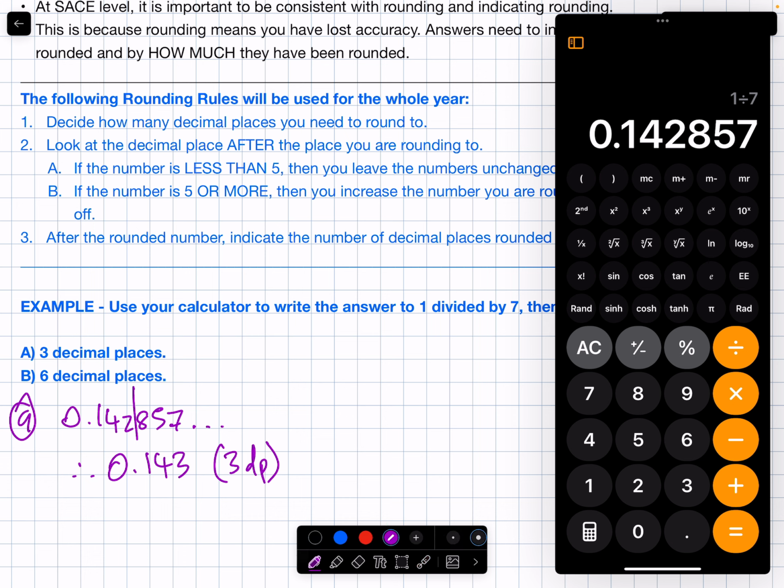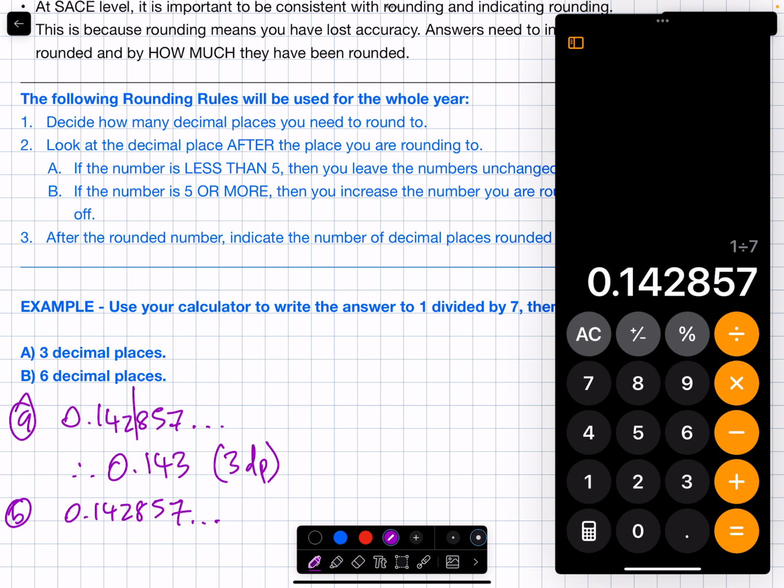So now, if I do B, 0.142857, I want to round it to 6. So where am I going to put that vertical line? Oh, okay. This is Apple calculators. Sketchy. It's not showing the full rounding. The next number is 1. Okay, sorry, my bad. I didn't realize. This is a new calculator. They keep updating it. So the number after 7, the cutoff point, is 1.